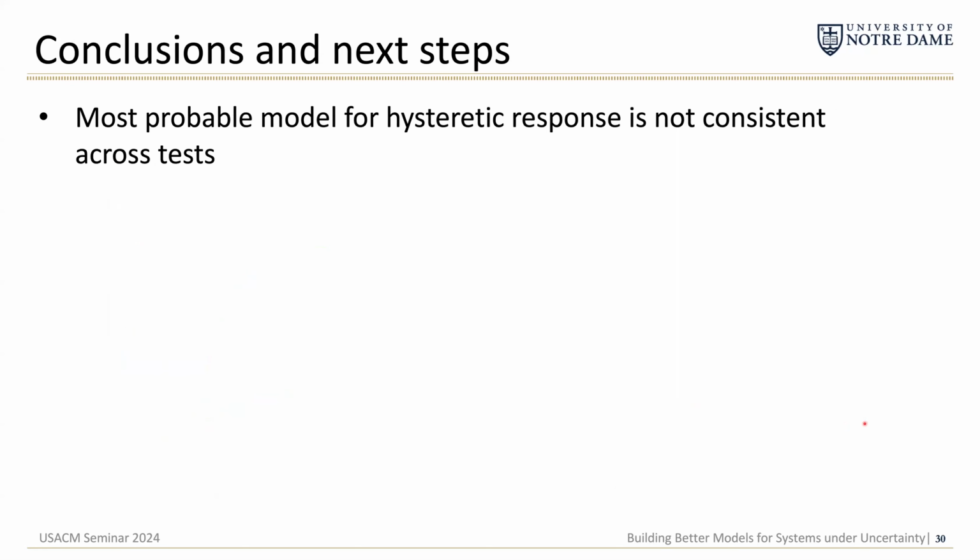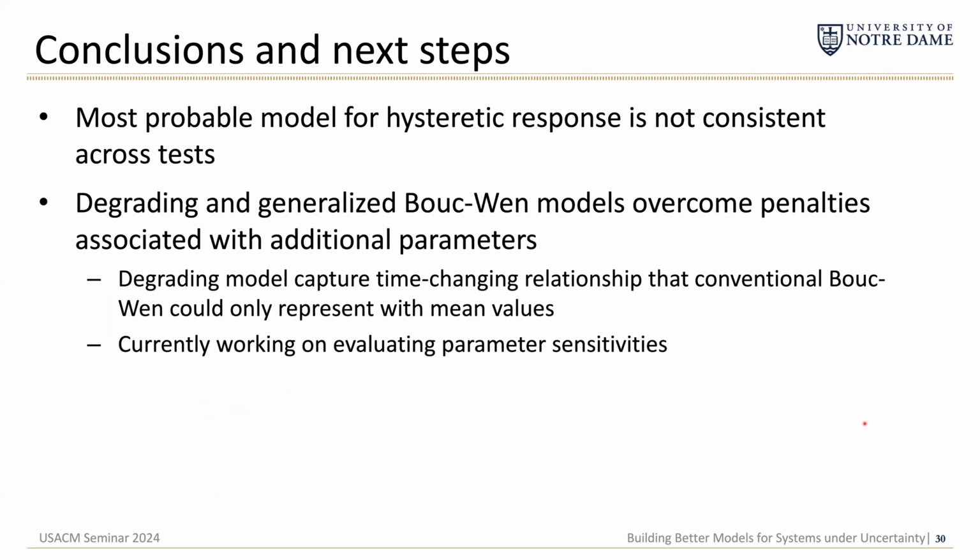And so with that, we can see from this study that my student and I have been working on very recently that the most probable or best choice model for the hysteretic response was not necessarily consistent across tests. And both the degrading and generalized Bouc-Wen models were able to overcome penalties associated with additional parameters or additional complexity. And for the degrading, we can see that that ability to capture the time-changing or evolving parameter relationships gives an advantage over the conventional Bouc-Wen, which can only use these mean values. And we're actually currently working on evaluating parameter sensitivities to get more insight into this as it relates to both the degrading and the generalized Bouc-Wen.